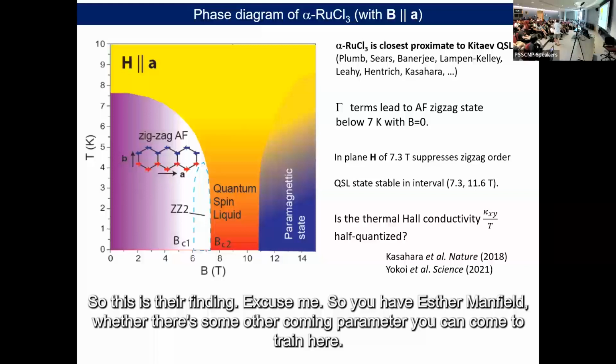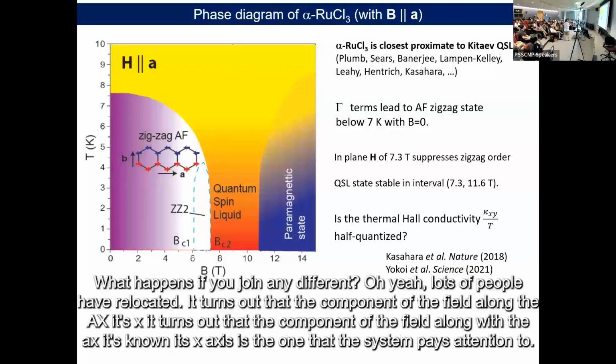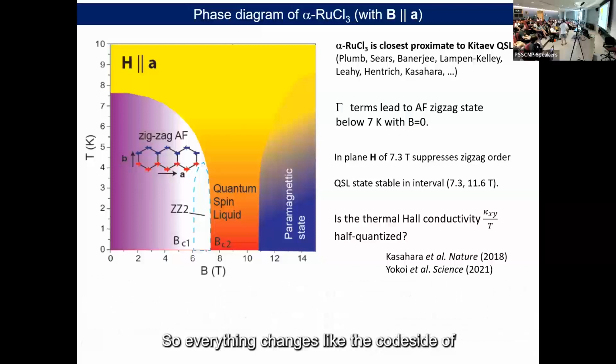Excuse me. In addition to the magnetic field, is there some other tuning parameter you can tune to change the order? People have tried strain, but it doesn't do very much. What happens if you tune in a different direction? Oh yeah, lots of people have rotated the field. It turns out that the component of the field along the A-axis, along the zigzag axis, is the one that the system pays attention to. So everything changes like the cosine of theta.